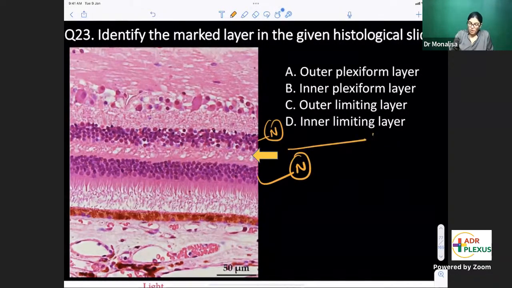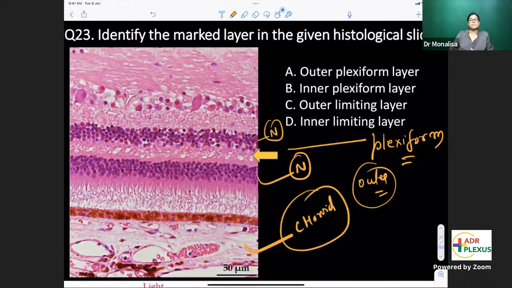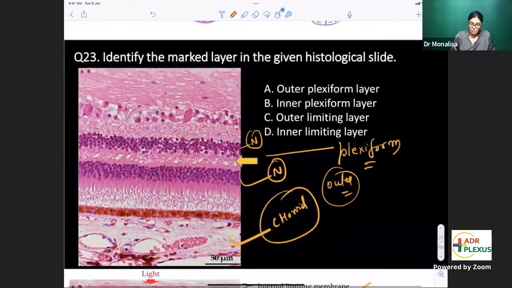The plexiform layer is a synaptic layer, lying between the outer and inner nuclear layers. This is the outer plexiform layer as we move from inside to outside. This is the choroid layer, the middle vascular coat. So definitely it is the outer plexiform layer. So A is the correct answer.